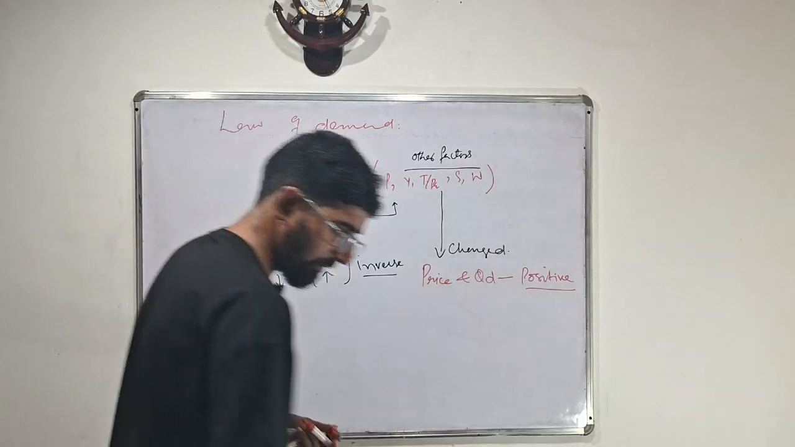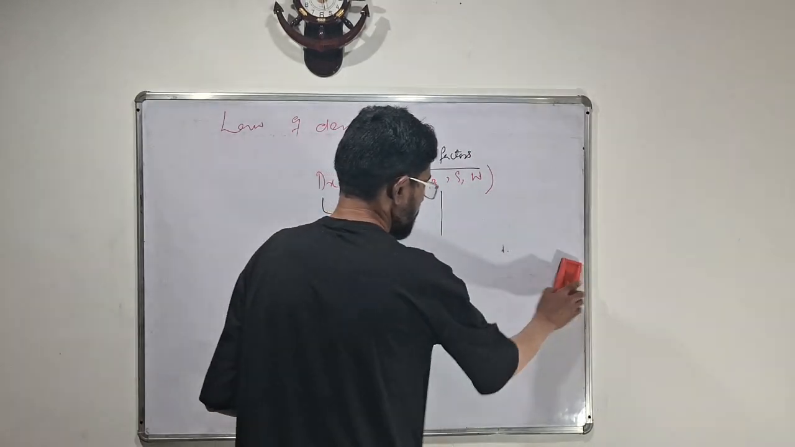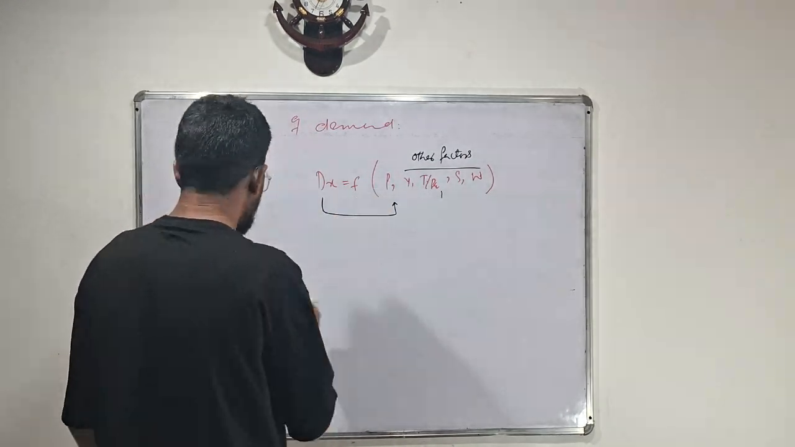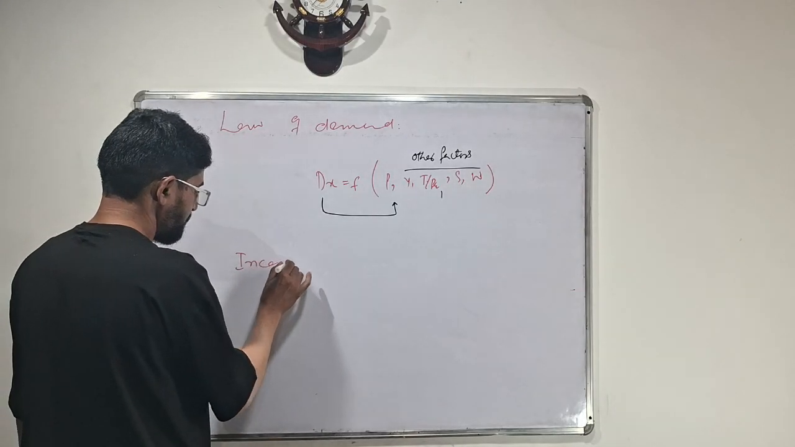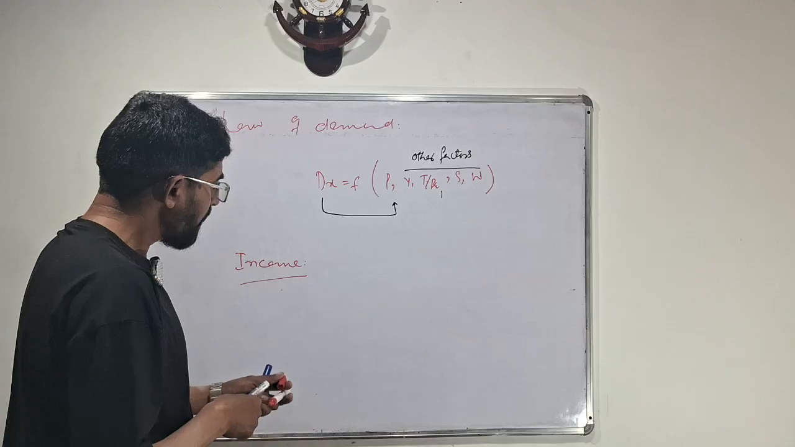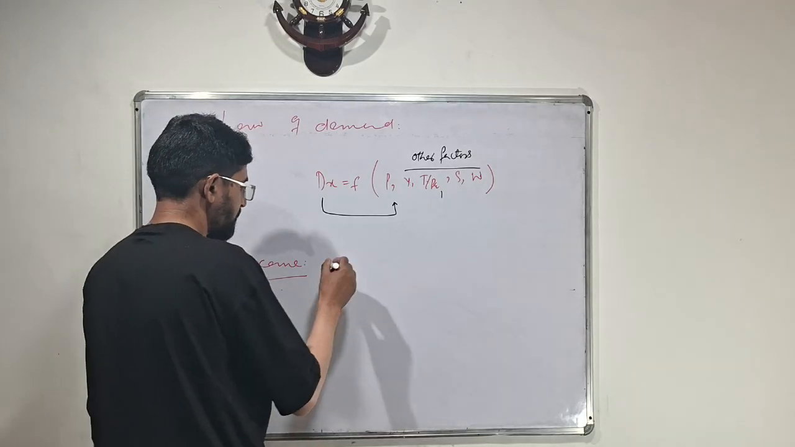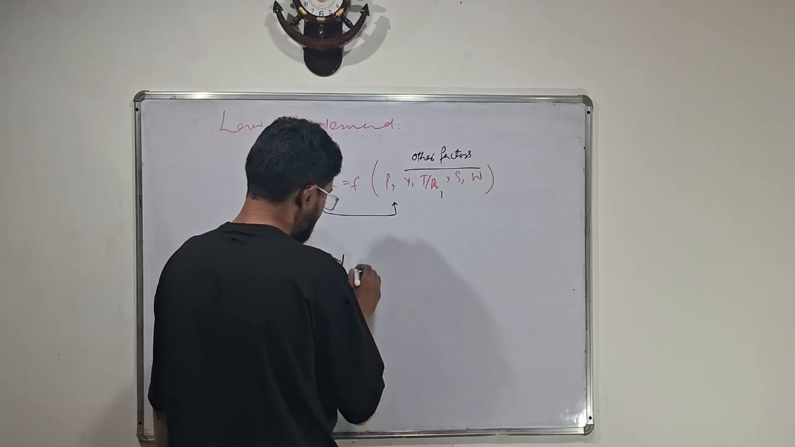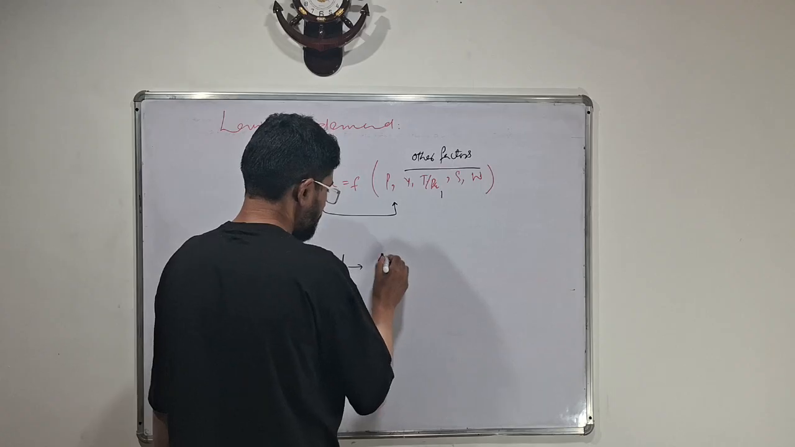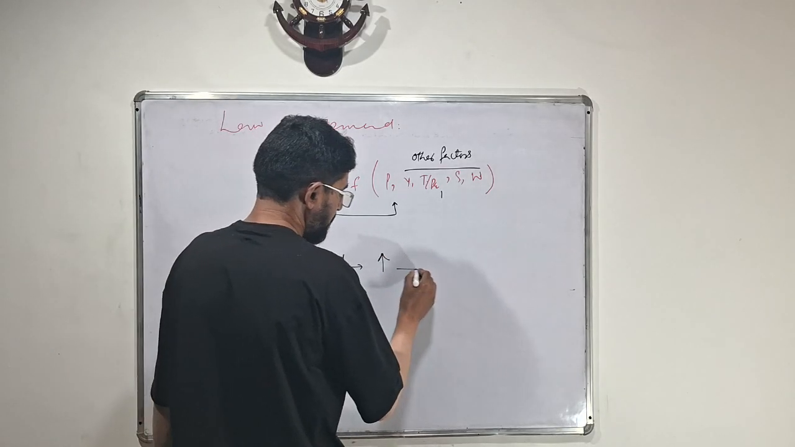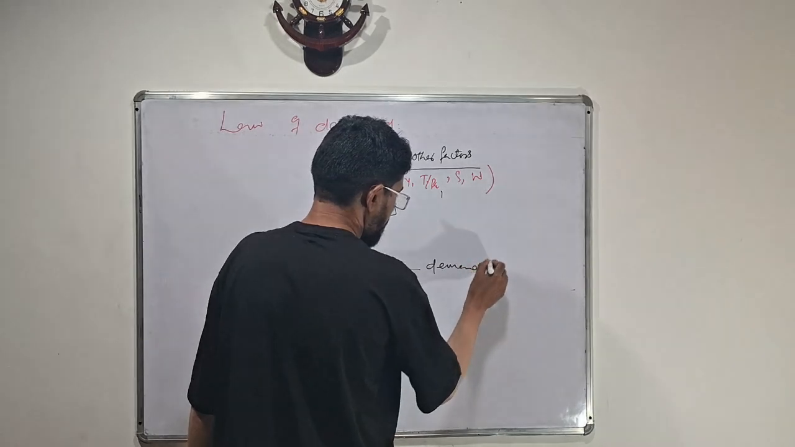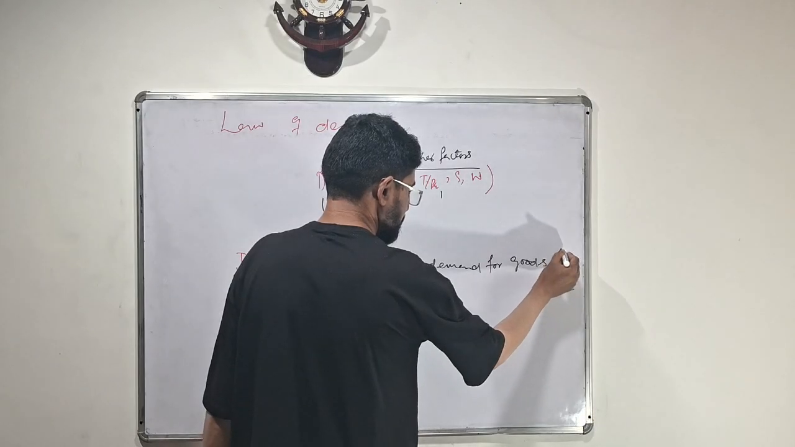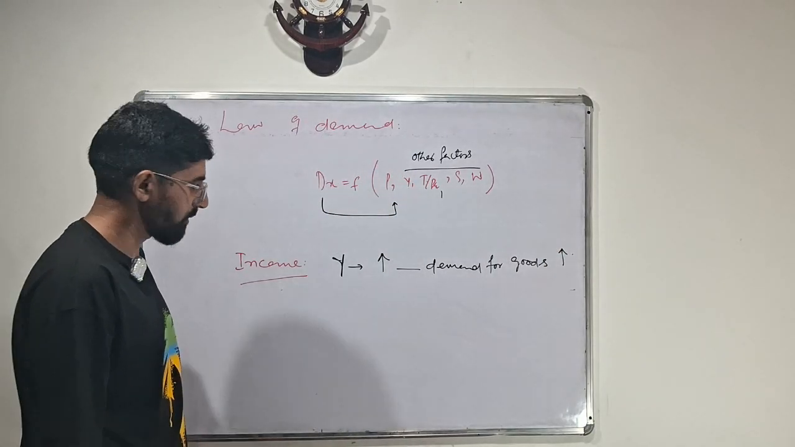Why will this inverse relationship not happen if these other factors are not kept constant? For example, the first one, income. If the income of the consumer increases, and I will denote income by Y in alphabetical order, Y stands for income, if this increases, definitely demand for goods will increase.